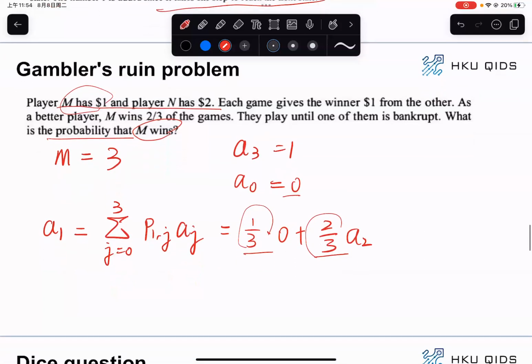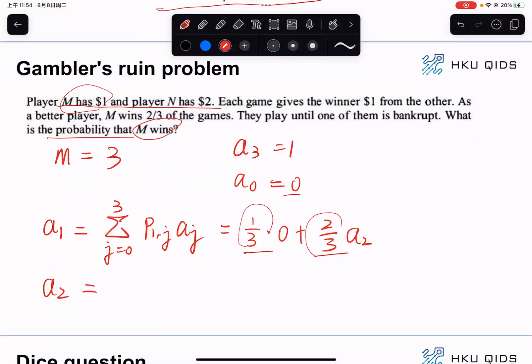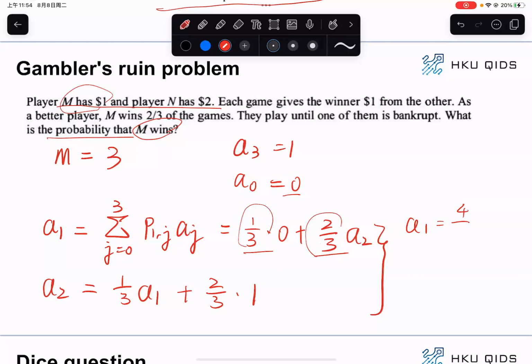And we also have A2 is going to be 1/3 times A1 plus 2/3 times A3, which is equal to 1, right? Combining these two equations, we can solve A1 equal to 4/7 and A2 equal to 6/7. And the probability that M wins is A1 because we are starting from M having $1, right? And it is 4/7, which is larger than 1/2.